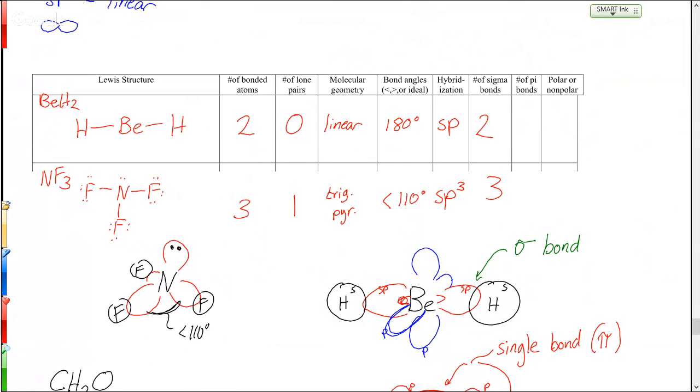Do either of those structures have pi bonds? They don't, not as we've drawn them. If they had double bonds or triple bonds, then we would count some pi bonds. So no pi bonds in here. And then I'll let you decide if they're polar or non-polar based on what we did earlier today. So you can add up the bond vectors and do that.